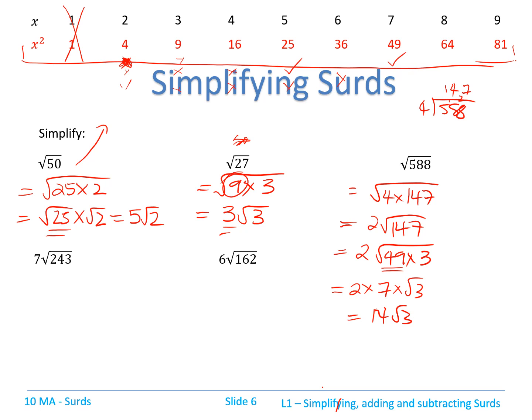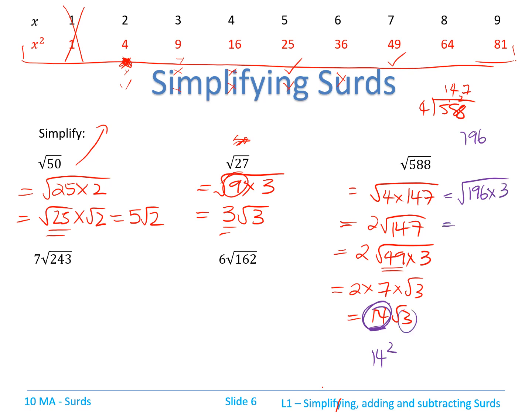Now, it turns out that because we could take 14 out the front, it means that because I've taken out 14, 14 squared is also a factor of 588. 14 squared is 196. So I could have written this as root 196 times 3, because I've got 3 under the square root.